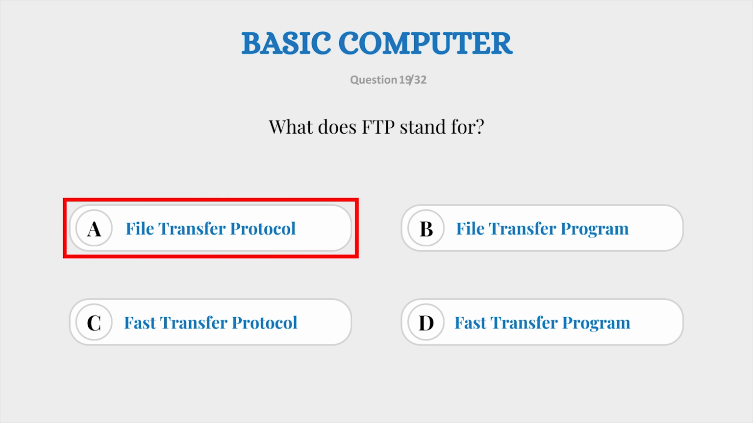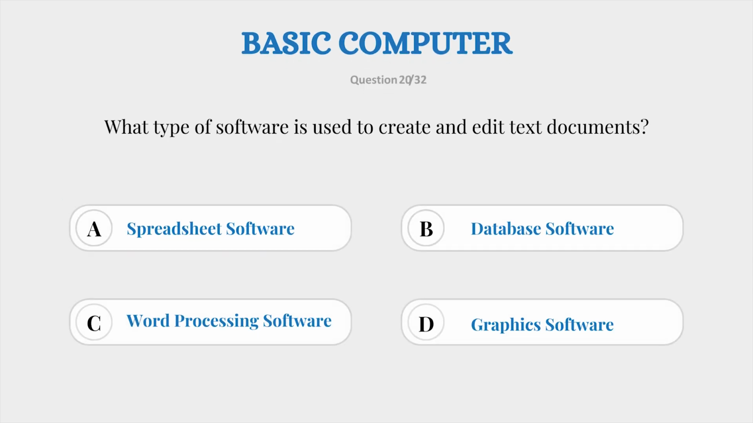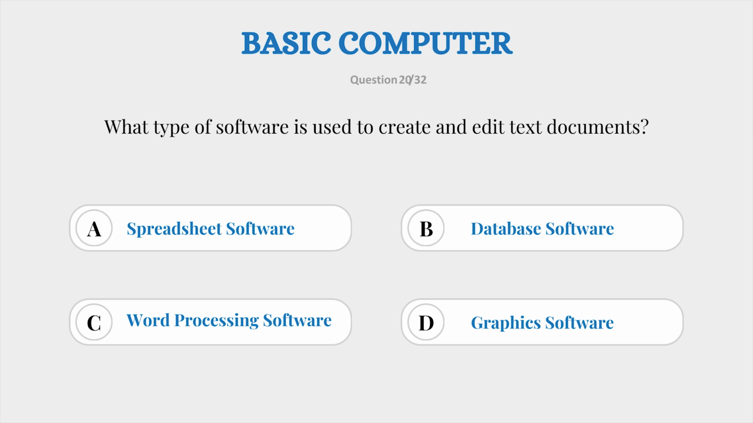The right answer is A. File Transfer Protocol. Next question. What type of software is used to create and edit text documents? The right answer is C. Word processing software. Next question.